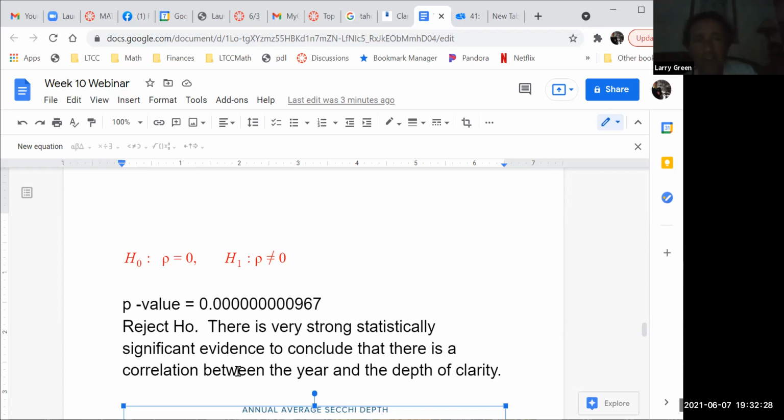Any questions on the idea of regression analysis? On R squared, on the equation of the regression line, the slope of the regression line, the y-intercept of the regression line, the hypothesis test for correlation? Those are the main things we've done. Any questions?